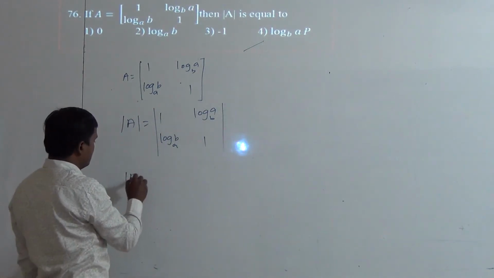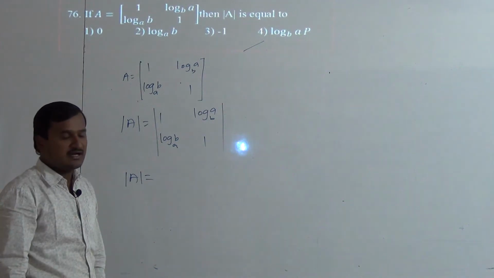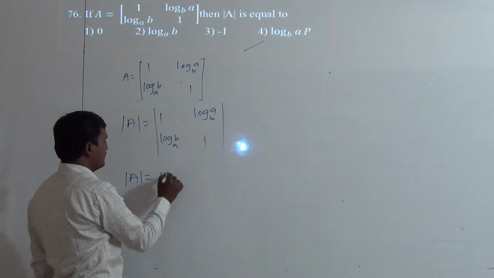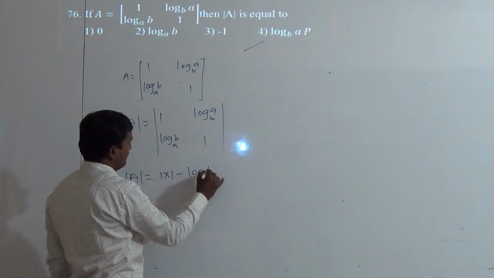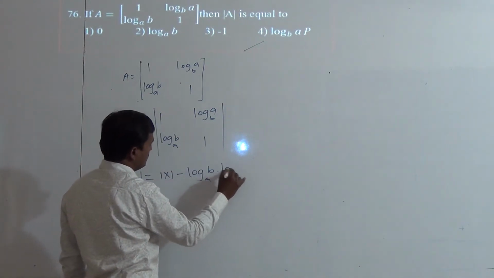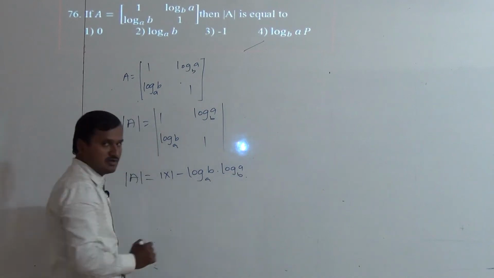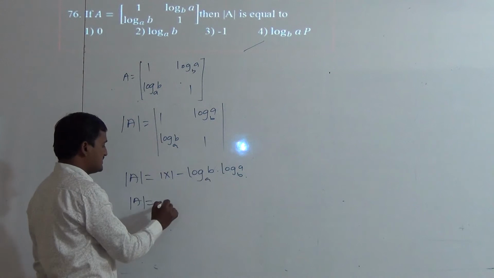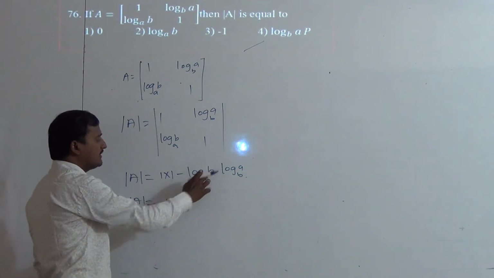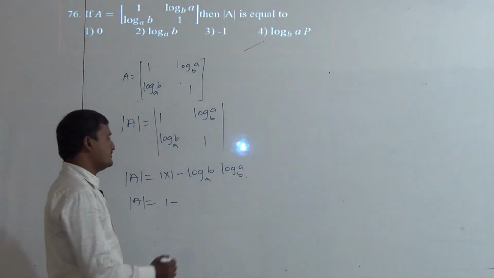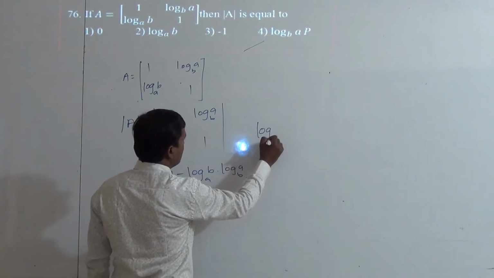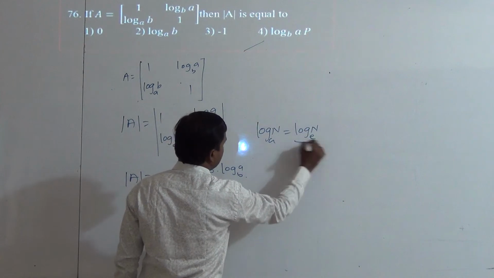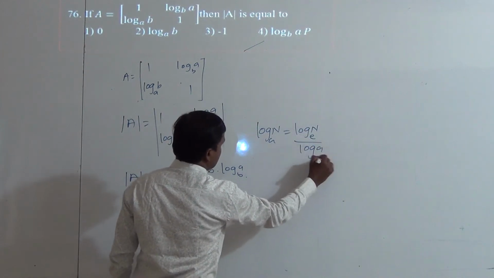So you know already how to find the determinant of a matrix of order 2 cross 2. A, B, C, D is ad minus bc. So 1 into 1 minus log b to the base a into log a to the base b. Is it right? So clearly determinant of A is equal to 1 into 1 means 1, and here I will apply the theorem on change of base. So that is log n to the base a, we will write like this, log n to the base e divided by log a to the base e.